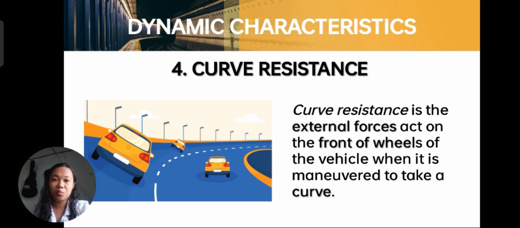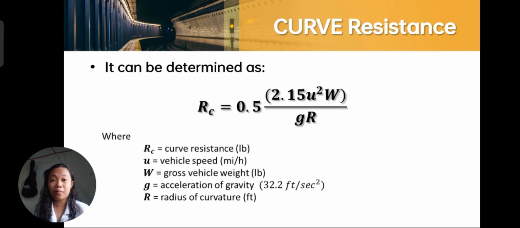the vehicle is moving. The curve resistance can be determined using the formula R sub C equals 0.5 times the quantity 2.15 U squared W all over G R, where R sub C is the curve resistance, U is the vehicle speed, W the gross vehicle weight, G the acceleration due to gravity, and R is the radius of curvature.